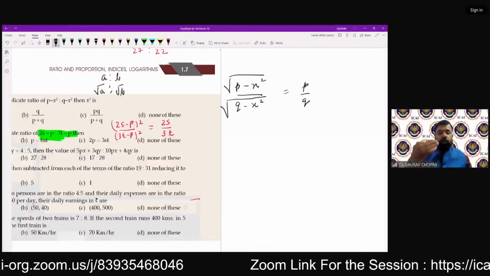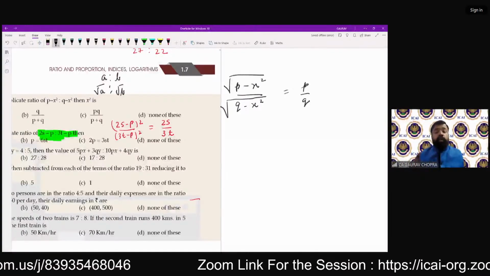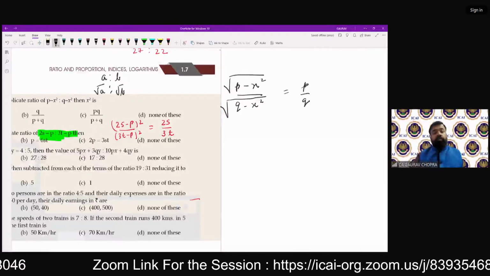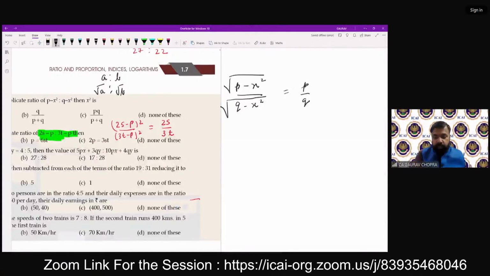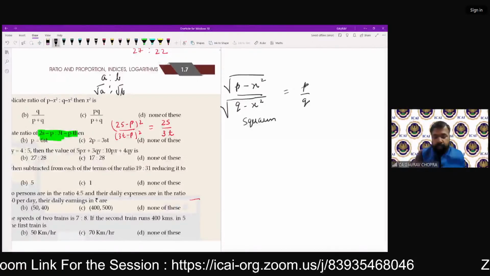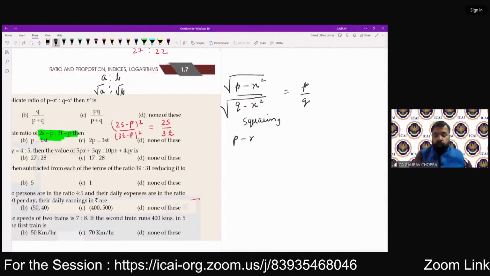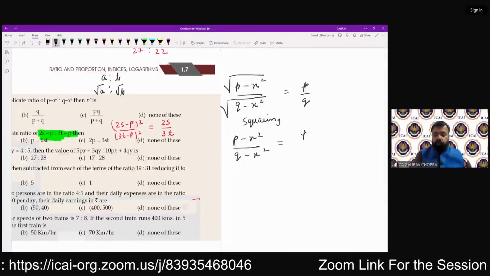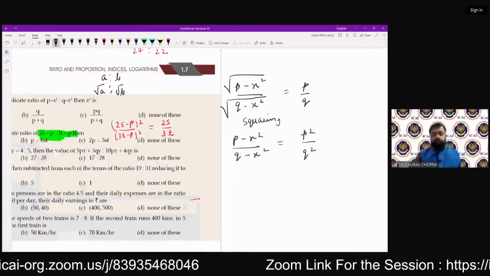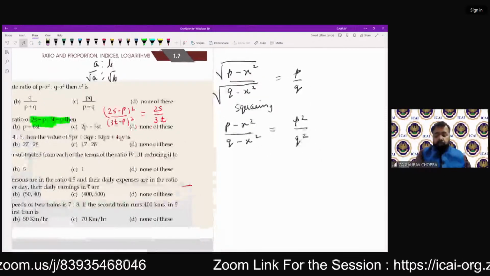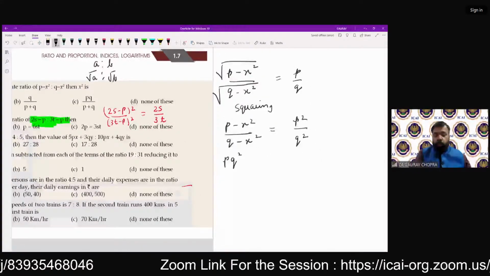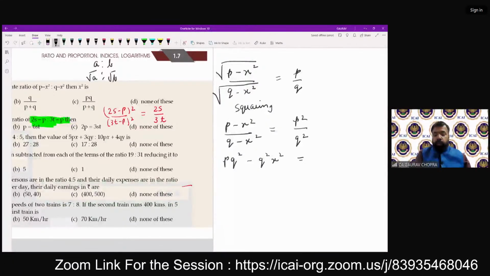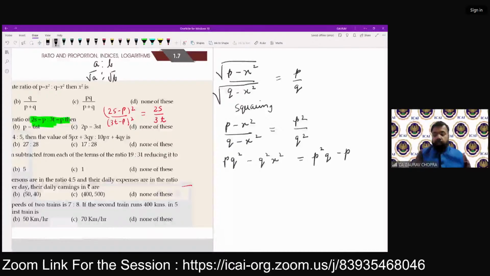एक स्टेप आपने कर लिया, नेक्स्ट स्टेप ऑटोमेटिकली समझ में आएगा. Now next, what we have to do is remove the square root. For removal of a square root, we square both the sides. So p minus x square upon q minus x square is equal to p square upon q square. Next step will be the cross multiplication. So p into q square minus q square x square is equal to p square q minus p square x square.